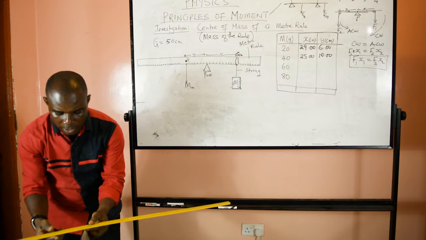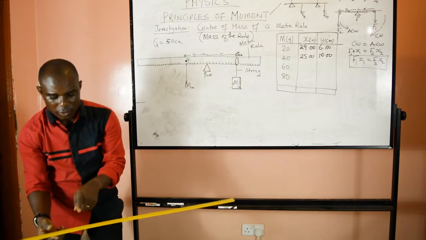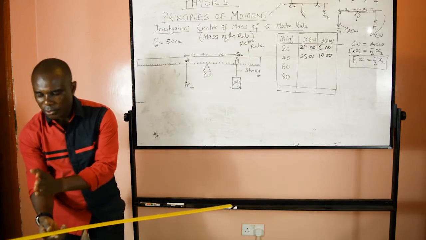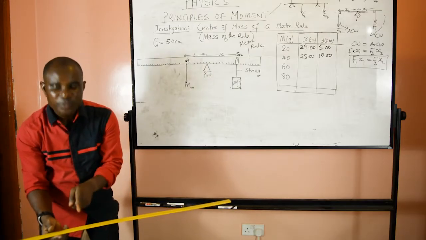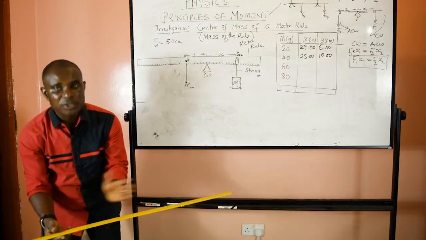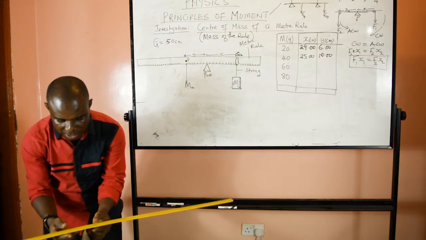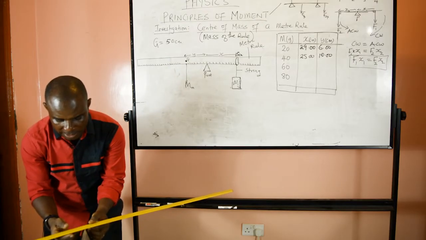I move the pivot. It will not balance here because I've added a weight. So the clockwise turning moment cannot be equal to the anti-clockwise. So I have to find a new pivot position where it is going to maintain horizontal equilibrium. So I keep adjusting again until I get a balance point. Here, I get that.